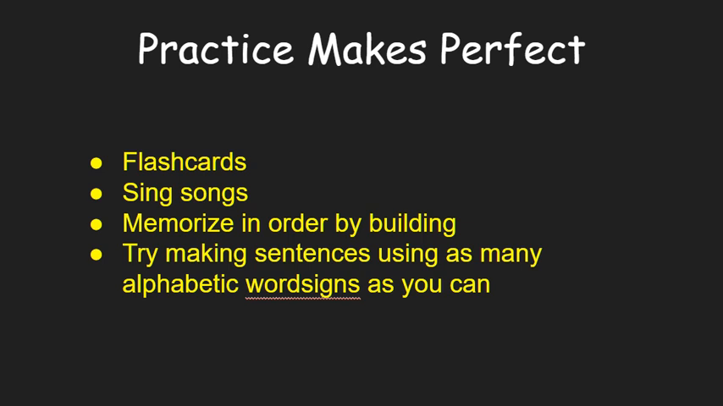It can be easy to memorize them in order by just starting at B by itself is "but," C by itself is "can," but then make sure you mix it up because, like I said, knowing things in that order isn't going to help you generalize those skills. And then once you've gotten some of them down, or maybe you're looking at the list of all the contractions, try making some sentences using as many alphabetic word signs as you can.